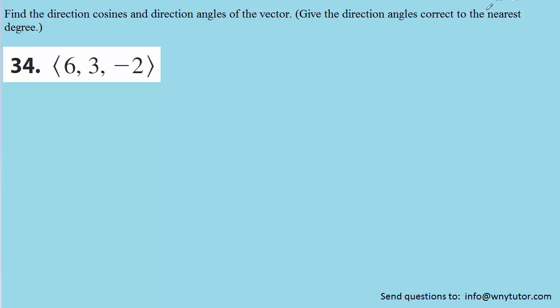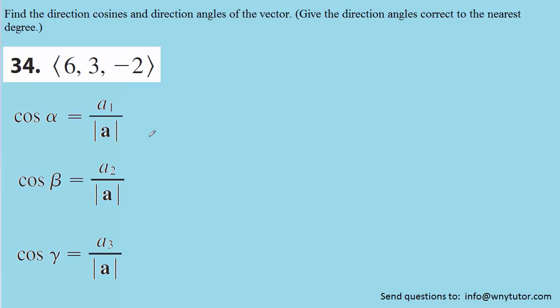In order to find the direction cosines and then later the direction angles of the vector given in question 34 here, we want to take a look at the equations that give us the three direction cosines. And so here are those equations. They're going to be giving us eventually three direction angles, alpha, beta, and gamma. And we can see that in order to determine the direction cosines shown here, we need a couple of values.